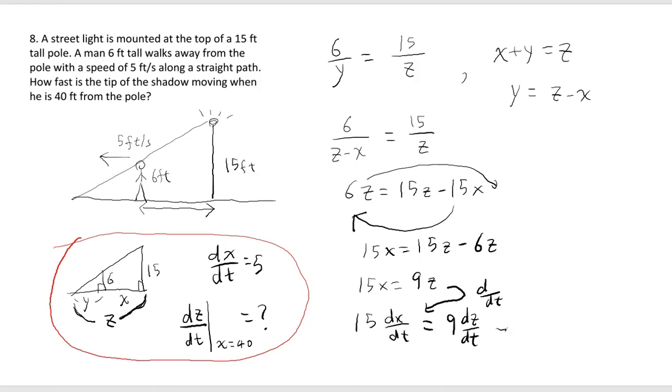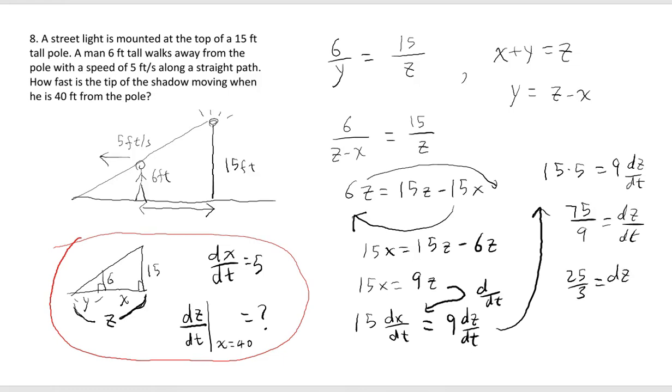Alright, now I have dx dt, which is 5, so I'm going to put that in there. 15 times 5 equals 9 dz dt. 15 times 5 is 75, and you divide by 9 to get what dz dt is. And if I factor top and bottom by 3, I get 25 over 3 as dz dt, and therefore the answer is 8 1/3, which is 8.333, and the units are feet per second. So that is the answer.